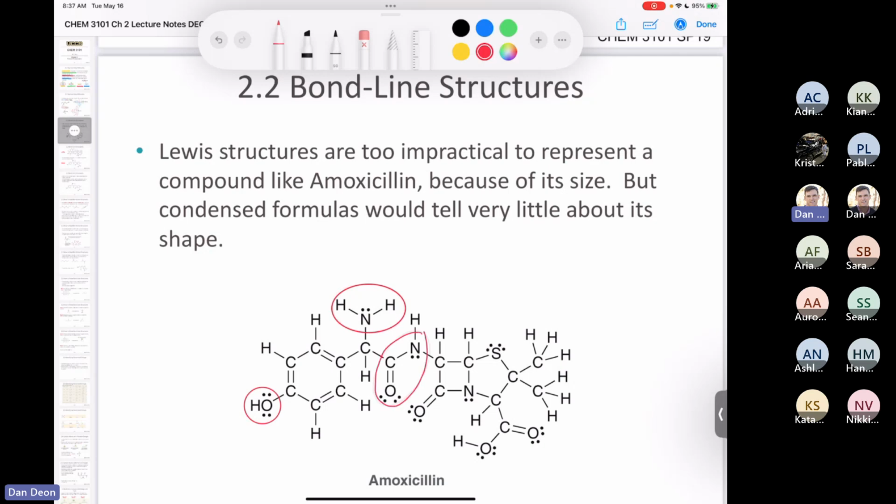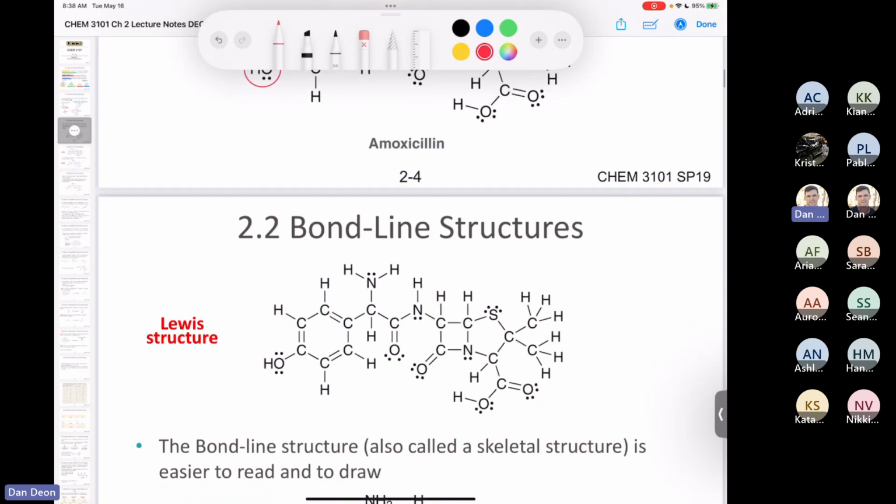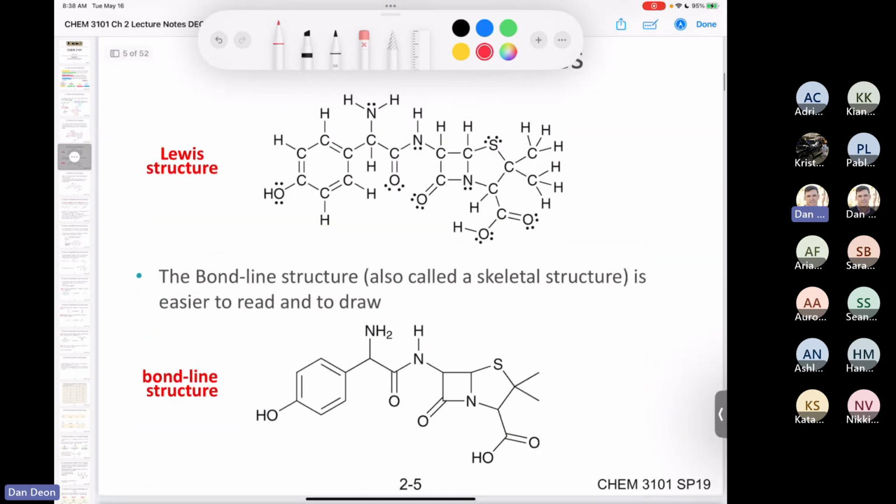But the idea is that, and there are others in here as well that I'm not going to circle right now, but the idea is that it's very difficult to see these functional groups. Whereas if we look at a bond line structure, so here's the bond line structure on the bottom, you can see that our eye is drawn to this group, and it is drawn to this group, right?